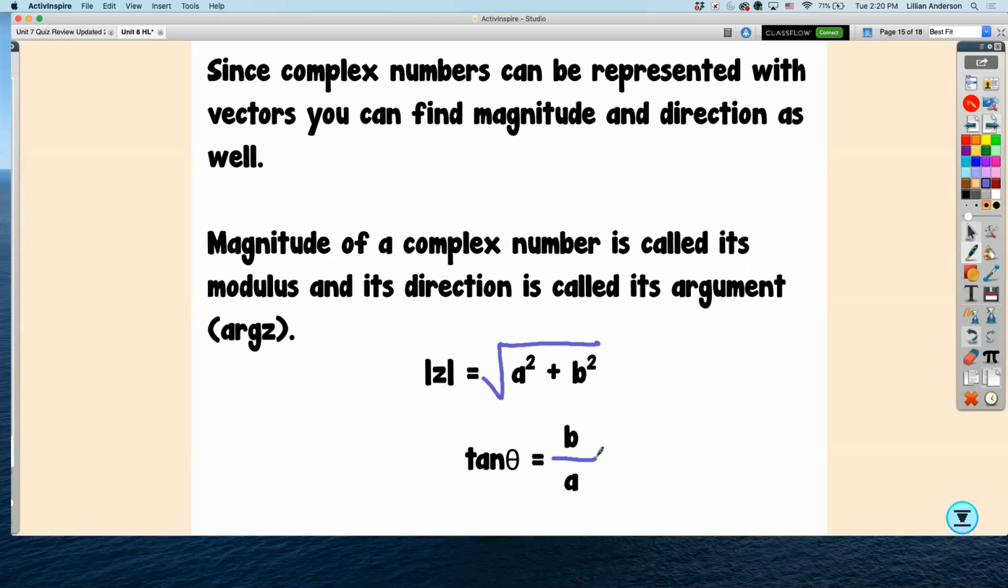These were our two formulas that we did back when we did vectors. They have not changed. Magnitude is still represented with those absolute value looking bars, and it's still the square root of a squared plus b squared. And to find the direction, we did tangent of theta equals b over a. It's still the same. It's just now, instead of those two values within the component form, it's the real and the imaginary of the complex number.